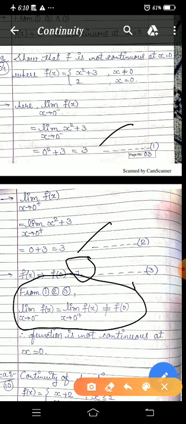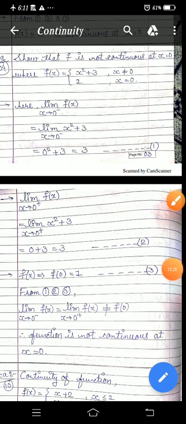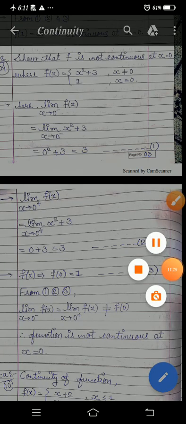If these three values are not the same, then we can say that the function is not continuous at the given point. Here the given point was x equals 0 and the given function was f of x. So we can say that the function f of x is not continuous at the given point x equals 0.